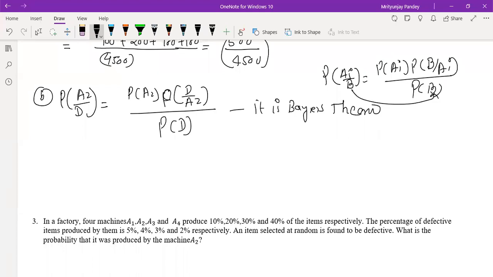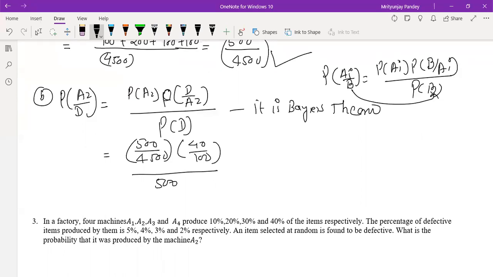So A2, what is the component A present in A2? That is 500, right? Out of 4,500. And defective component from A2, that is 40%. Is it clear? P of D already मैंने यहाँ पे कैलकुलेट किया है. That is 500 divided by 4,500.